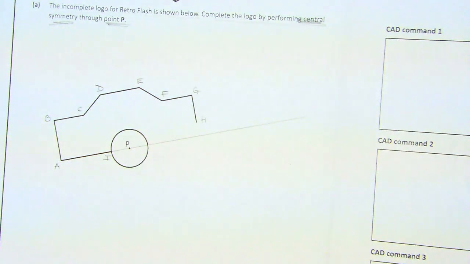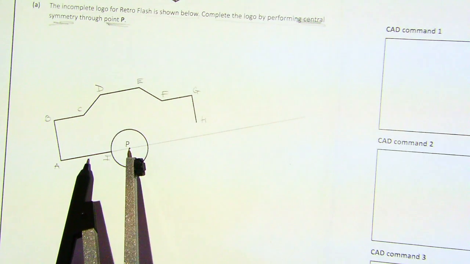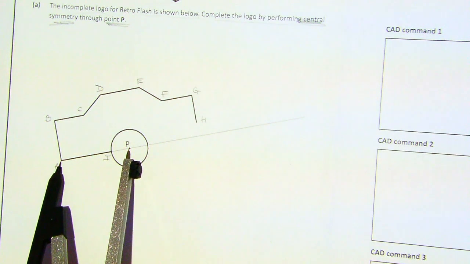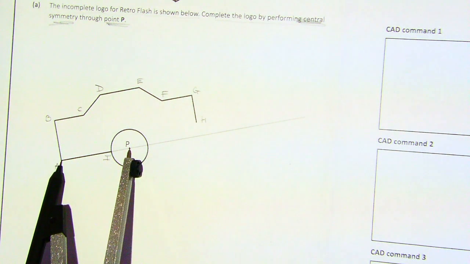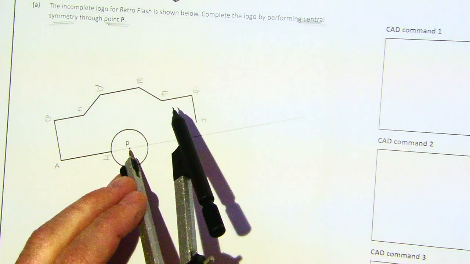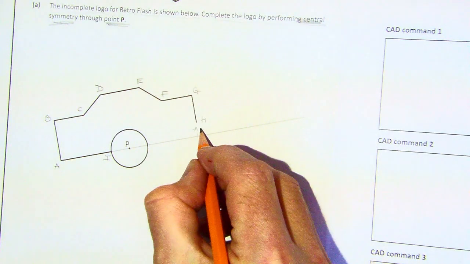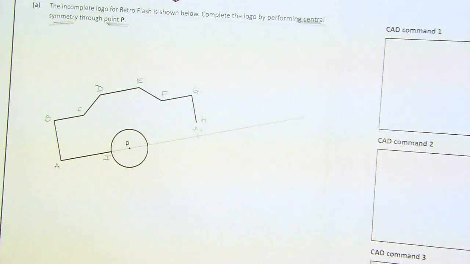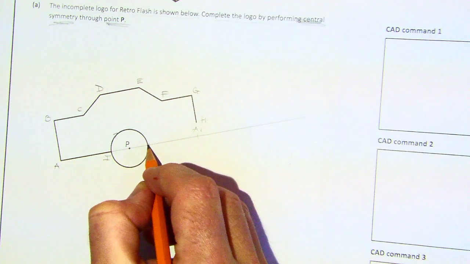We're going to get our compass, put the metal part of the compass at P, and you're going to measure out the distance that P is to A, and then you're going to rotate that around, and this is going to get its image A1. A1 is obviously rotated around for us. So here it is here.